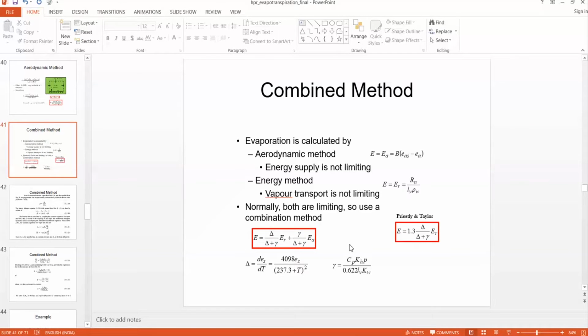But many times, another scientist, Priestley and Taylor, because the gamma computation is difficult, has taken some constant for this gamma by delta plus gamma. Then he has expressed E is equal to 1.3 delta by delta plus gamma ER. Experimentally, it is found that this equation can be simplified as this.